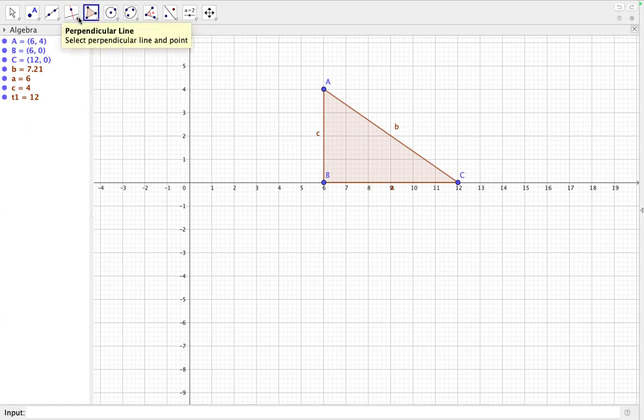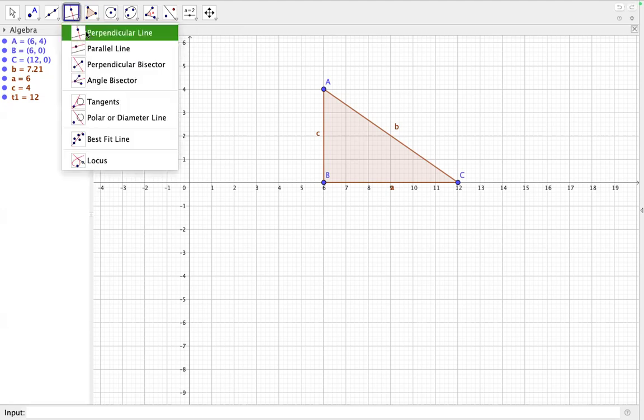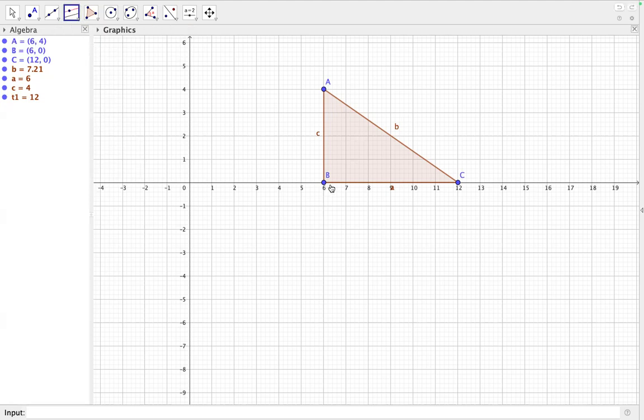So what I mean is that we are going to create squares at each side of this right angle triangle. You can use the regular polygon tool, but we are not going to use that. We will start by using parallel lines. So we'll create a line parallel to this side. That's the height, and we'll create it at point C.